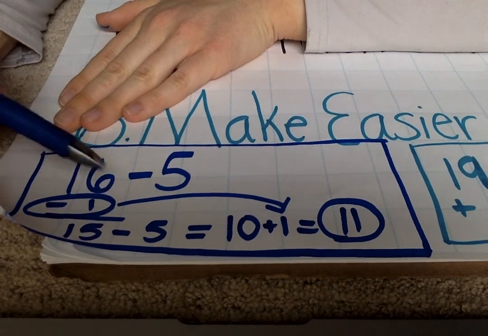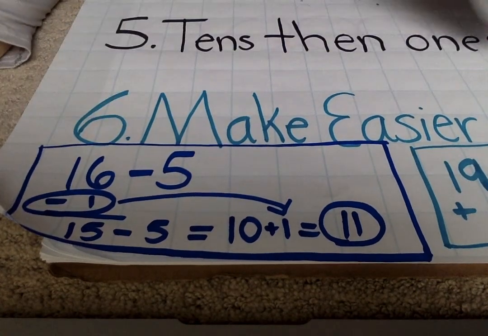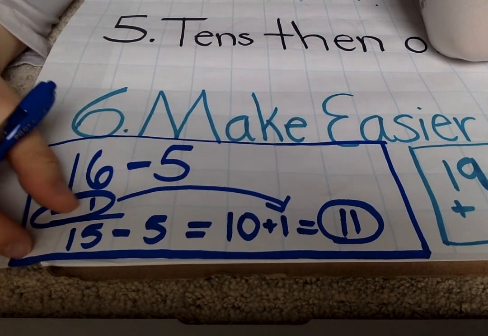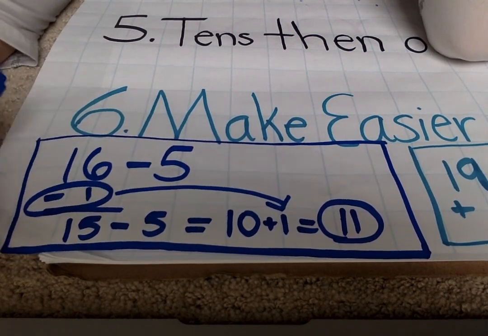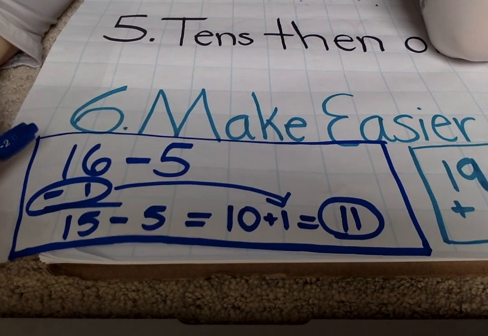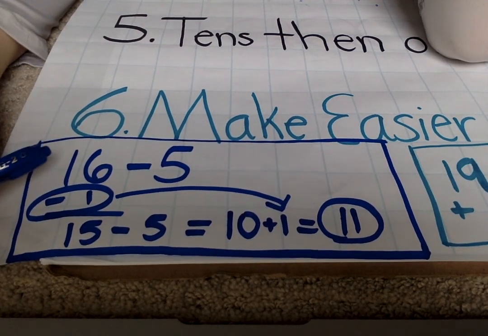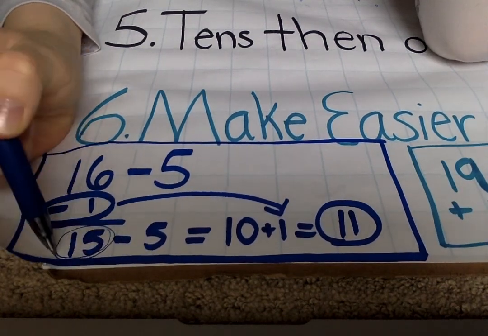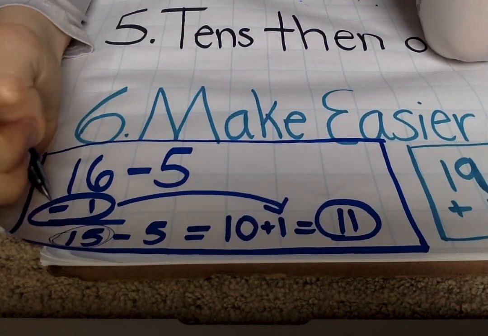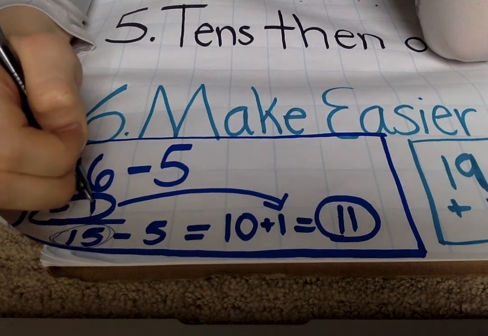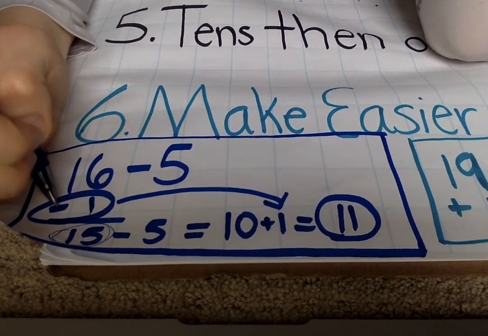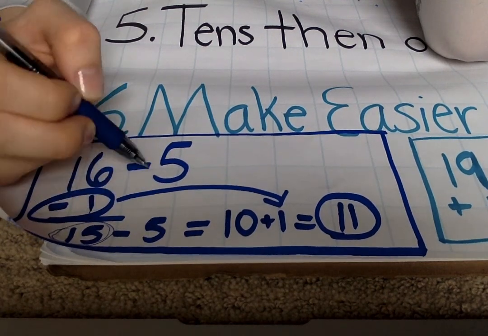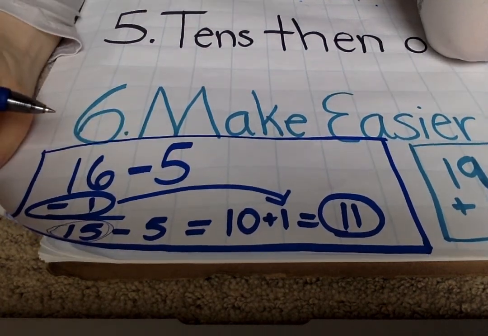Using the problem 16 minus 5, I'm thinking in my head, I don't really know my 16 subtraction facts that well, but what number is 16 close to that I do know better or that's easier to work with? And my answer was 15. How do I get from 16 to 15? I subtract 1. So 16 minus 1 equals 15. Now 15 minus 5 is a lot easier to do than 16 minus 5, right?